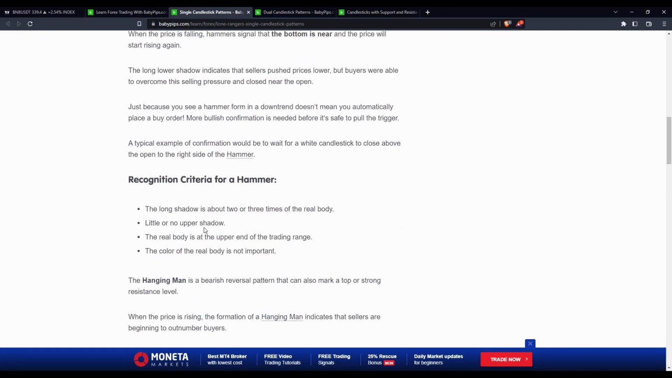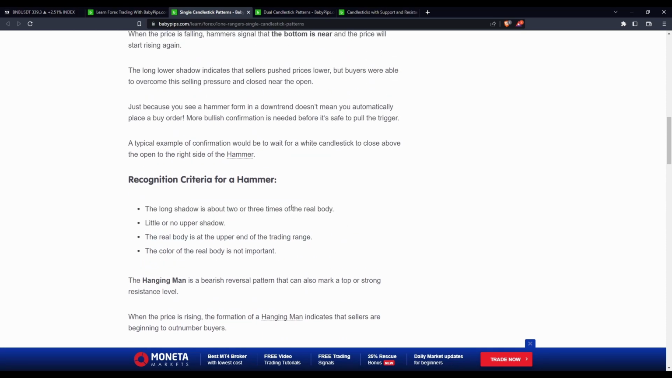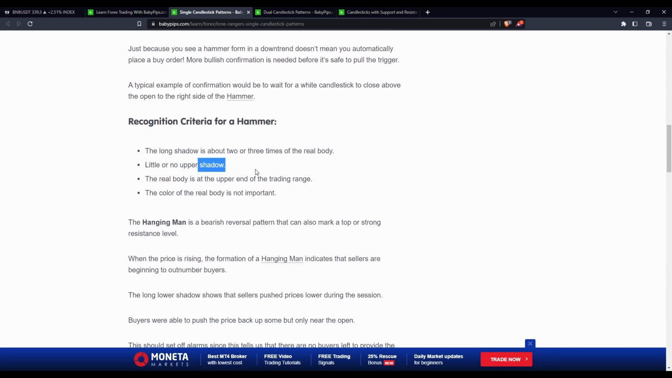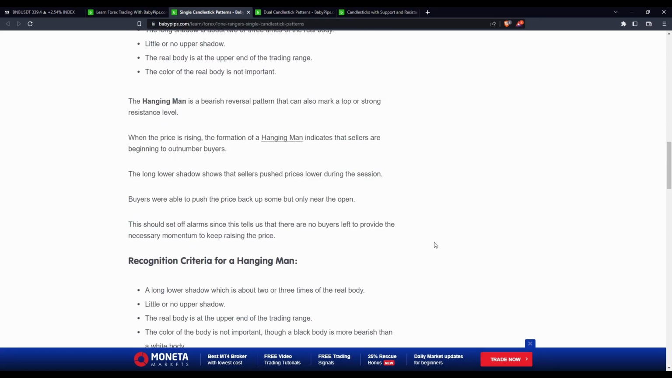So the recognition criteria for a hammer, right? The long shadow is about 2 or 3 times the real body. Little or no upper shadow. When they say shadow, they mean wick, right? The real body is at the upper end of the trading range. The color of the real body is not important. And then you've got the hangman candle that goes through, right?